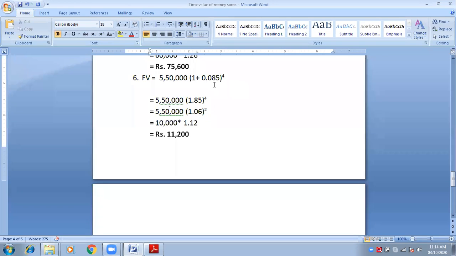So what is 1 plus 0.085? It is 1.085. Up to two figures, we want up to two figures. So it would be 1.09. Now do 1.09 raised to 4.